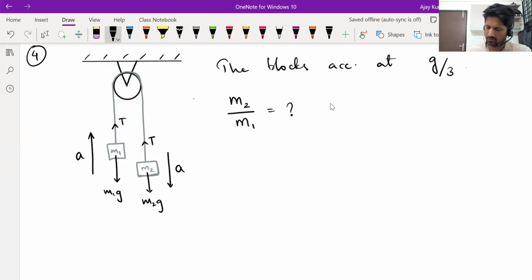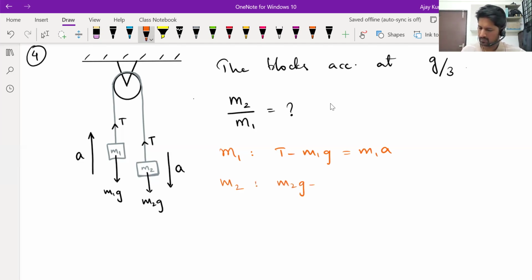Tell me the equations that you wrote. For M1, what equation can you write? T1 minus M1G equals to M1A. Why do you want to call it T1? Just call it T, no? It's the same string on both sides, so same tension. I said string is ideal, so massless. T minus M1G is equal to M1A. Okay, and then for M2? M2G minus T is equal to M2A. Okay, how can you get the ratio M1 by M2 from these two equations?